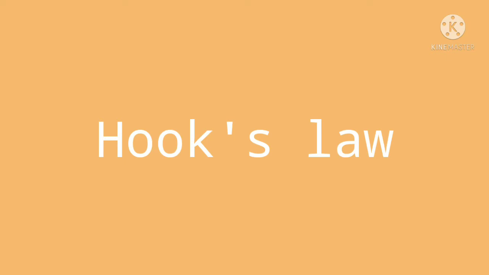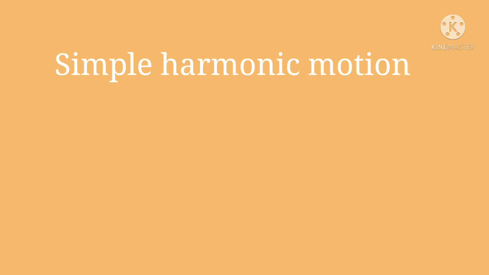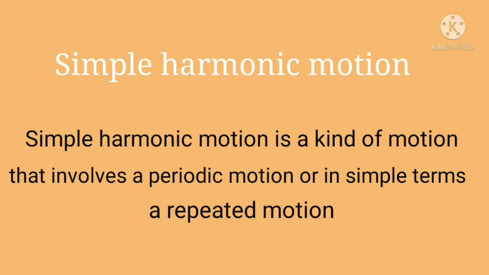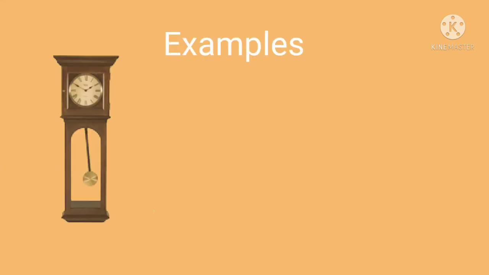So what is the first thing that comes to your mind when I say simple harmonic motion? Simple harmonic motion is a kind of motion that involves a periodic motion, or in simple terms, a repeated motion. Examples of this motion are the motion of a pendulum or the vibration of a spring.